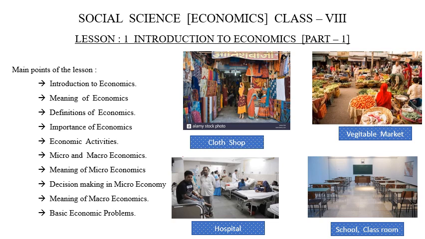Dear students, look into the picture. Here we have four pictures. The first one is a cloth shop, the second one is a vegetable market, the third one is a hospital, and the fourth one is a school or classroom. These pictures indicate the things we use every day in our day-to-day life. The first two pictures indicate goods, and the second two pictures show the services we use in our day-to-day life.